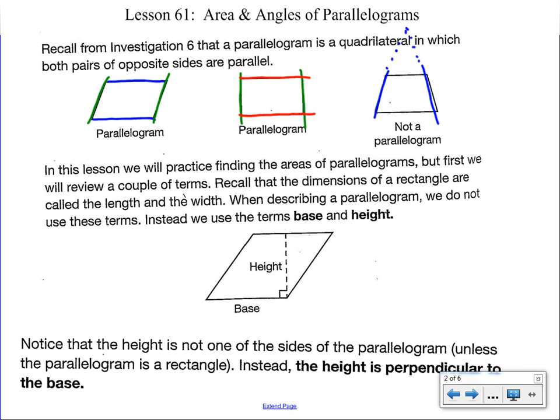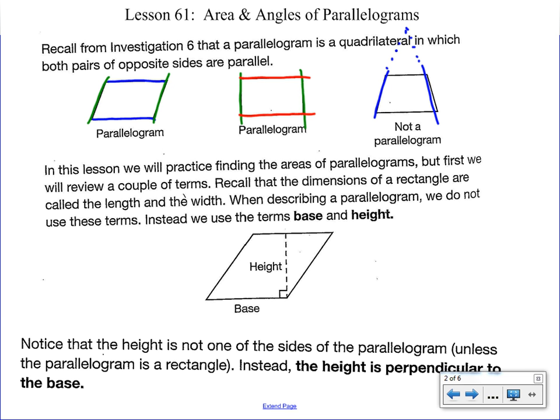In this lesson, we will practice finding the areas of parallelograms. But first, we will review a couple of terms. Recall that the dimensions of a rectangle are called the length and width. When describing a parallelogram, we do not use these terms. Instead, we use the terms base and height, just like we do for a triangle.